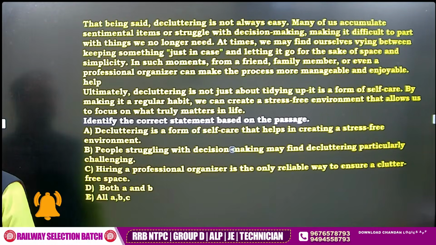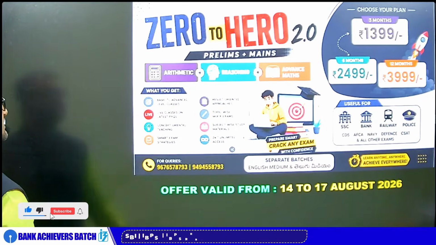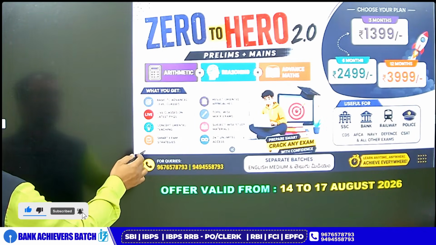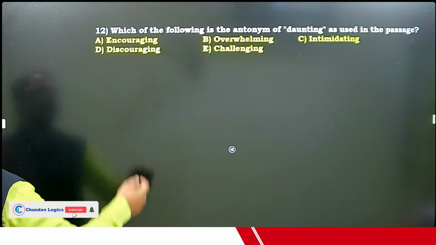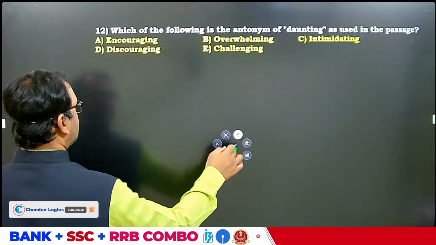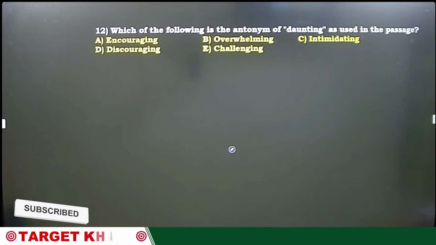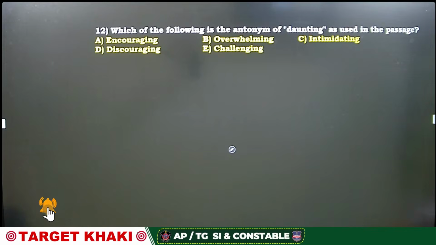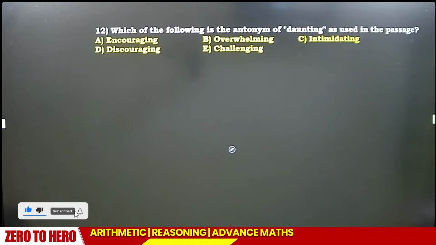Let us see if any questions can be answered without reading the passage. Most probably, vocabulary based questions like question number 12. Answer, guys. Question number 12. What is the antonym of the word daunting? What is the meaning of the word daunting? Then you will find the antonym.